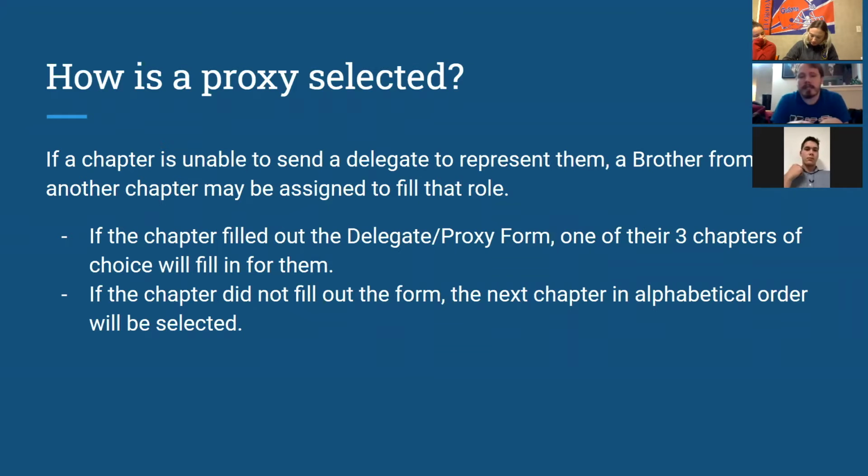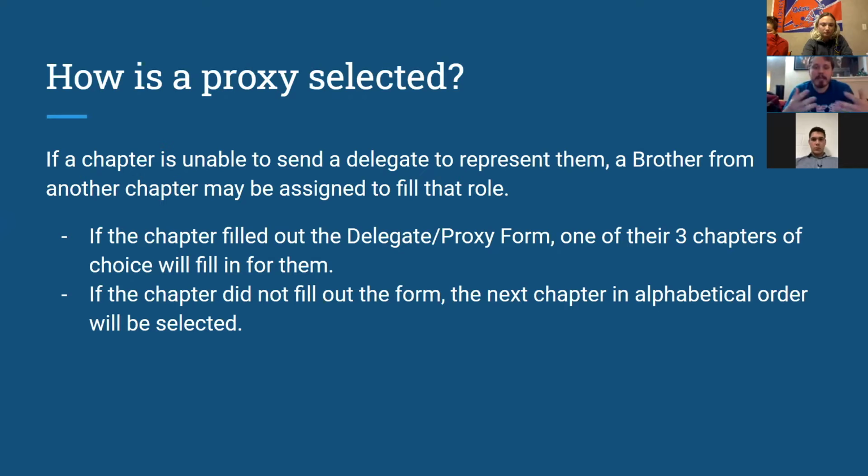So how exactly is that person selected? That person is called a proxy. I should have mentioned that. If a chapter is unable to send a delegate to represent them, a brother from another chapter would be assigned. If they filled out the delegate proxy form, which is sent out every spring, then they'll have three choices, listing out their top three other chapters who could fill in for them in the unfortunate circumstance that they're not able to send a delegate themselves. If they don't submit that form, though, then the next chapter alphabetically is selected.